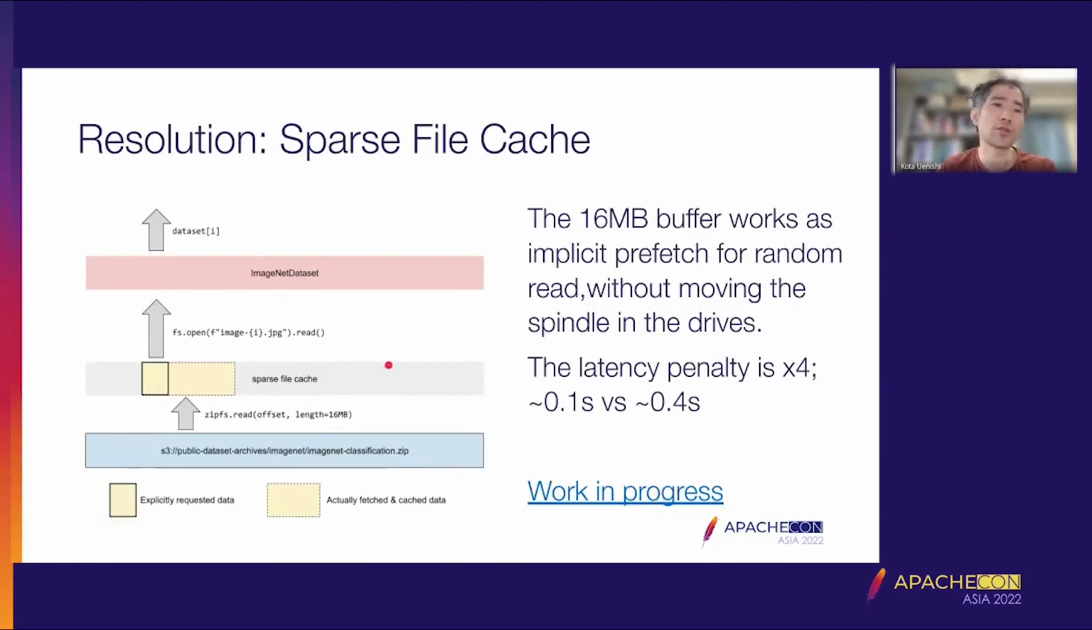So the solution for reading image files from a large zip that includes millions of small files is having a sparse file cache like this. The 16 megabyte buffer for prefetching the data in the large zip is thrown out if we don't cache it locally, and this cache is very important, even if we run it as random read.